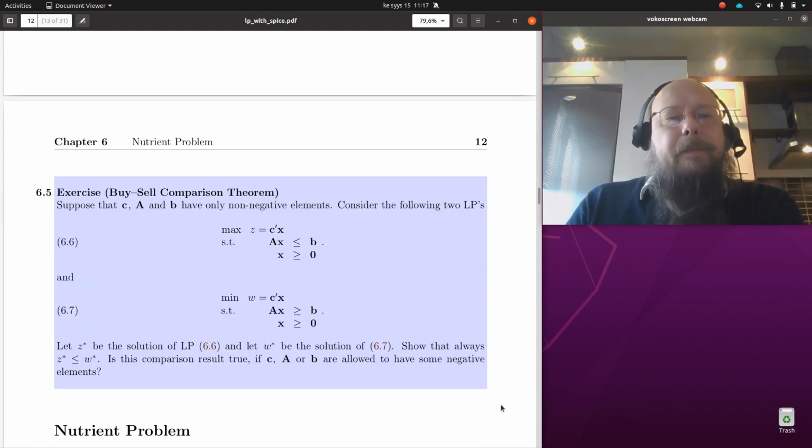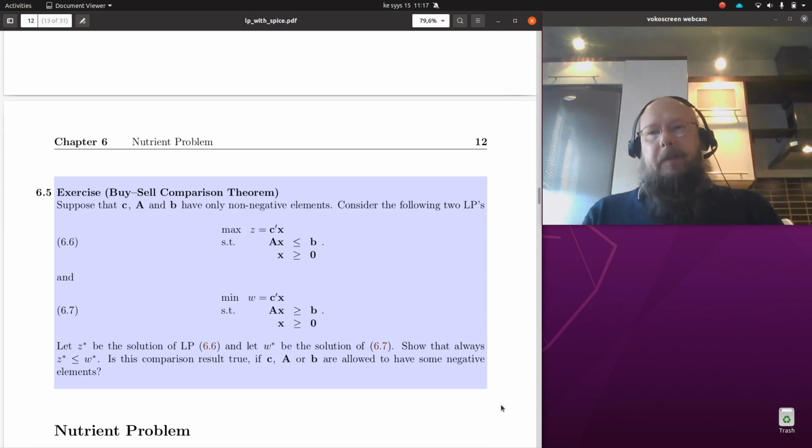All right. That was the story about the diet problem and its comparison to the product mix problem. This exercise 6.5, I think this is a very good thing to remember. And also to remember that they can be the same, but usually they are not the same. In our case, they were not the same. So the problems were not in balance.